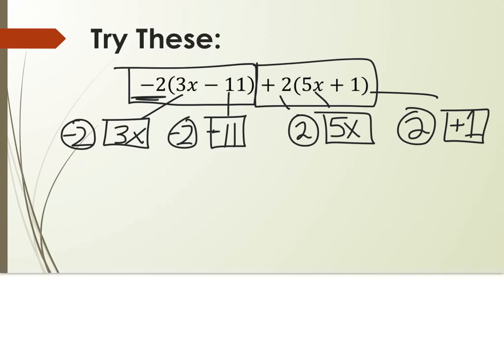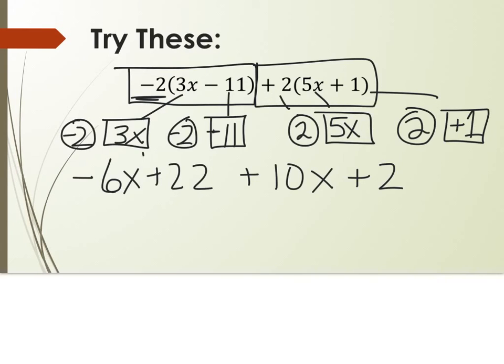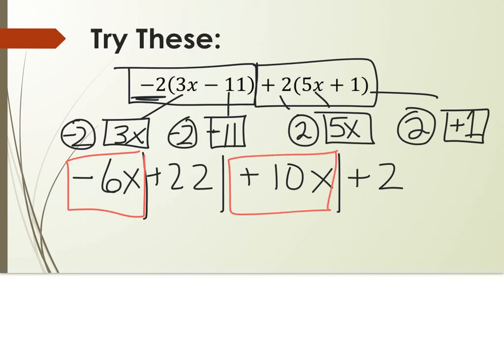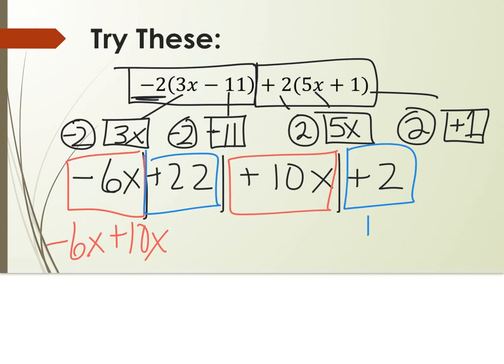Negative 2 times 3x is a negative 6x. Negative 2 times a negative 11 is a positive 22. A positive 2 times a positive 5x is a positive 10x, and a positive 2 times a positive 1 is a positive 2. Now to combine, we have a negative 6x, a positive 22, a positive 10x, and a positive 2. We can combine the negative 6x and the positive 10x, and the positive 22 and the positive 2.